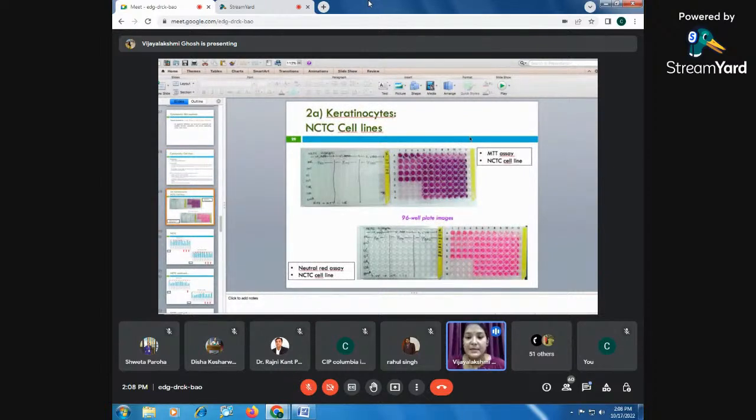So you see, we have taken the MTT assay in the case of the NCTC cell line. You can see A, B, C, D, E. Line A is the control cells. Then B, C, D, E are our formulations. And F, G, H are commercial formulations. So we can see the commercial formulations are almost faint in color. That means cell death is occurring. In our formulations, there is less death, or the cells are alive. So viability in the case of our formulations is high.